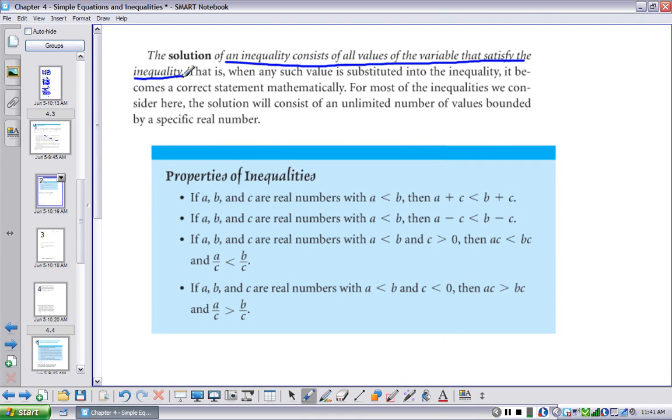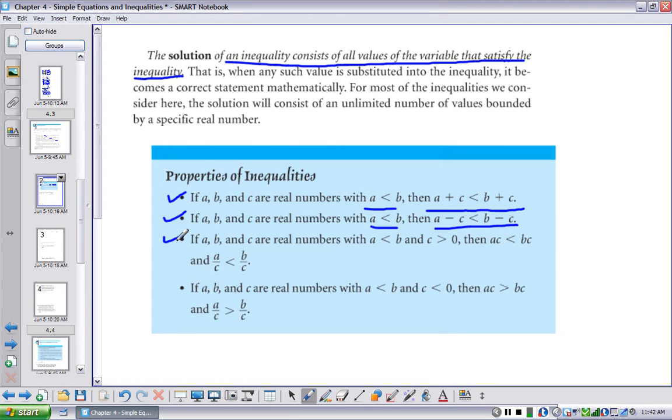So we solve inequalities in a similar fashion to how we solve equations, but there's one main difference. Let's look at these properties. The first one says if A, B, and C are real numbers, if A is less than B, and I add the same number to both sides, then the inequality is preserved. A plus C is less than B plus C. Now these hold true for less than or equal to. The second one says if A is less than B, then A minus C is less than B minus C.